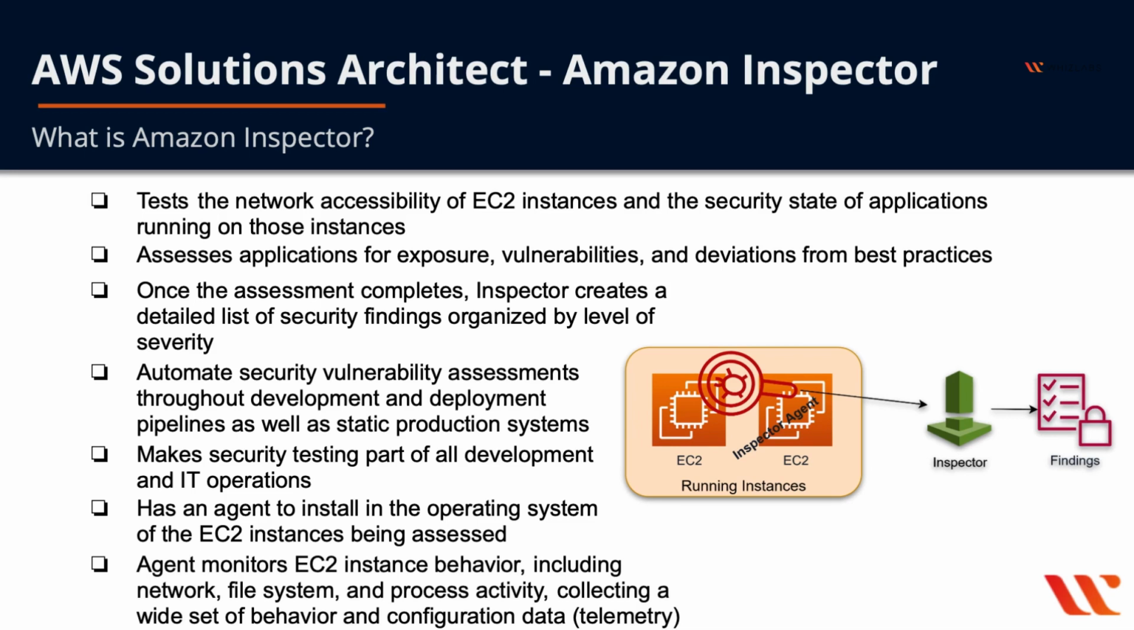And the agent monitors EC2 instance behavior, including network, file system, and process activity, collecting a wide set of behavior and configuration data, which is called telemetry. And here we show an example of EC2 instances running with the Inspector agent running on them, delivering data to Inspector, which then produces findings.